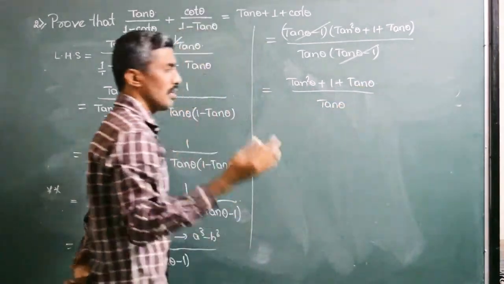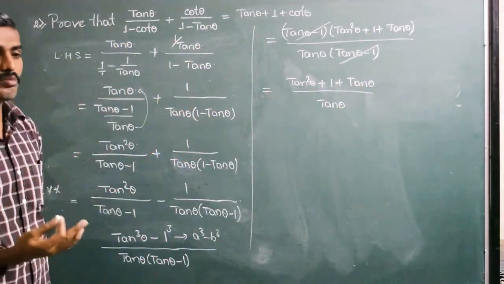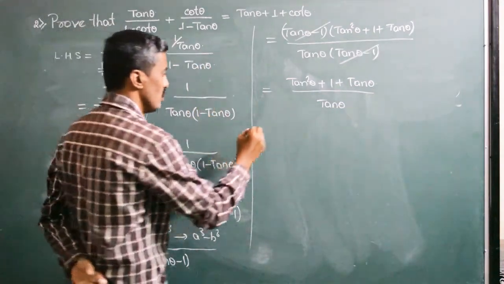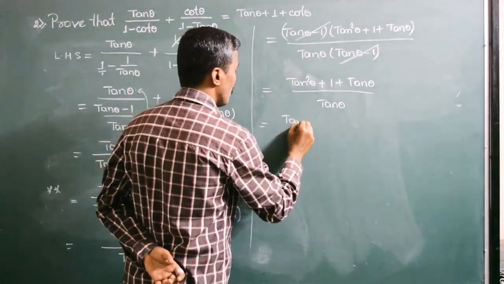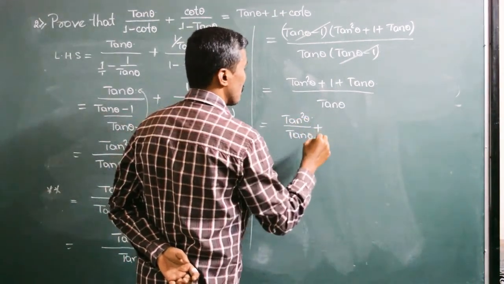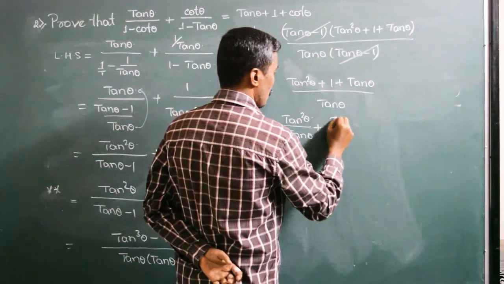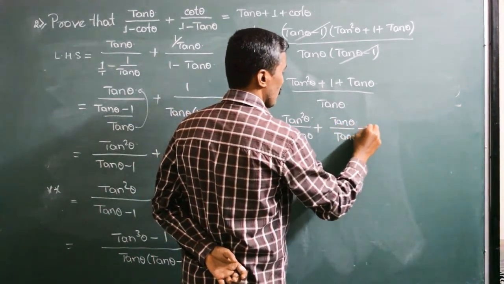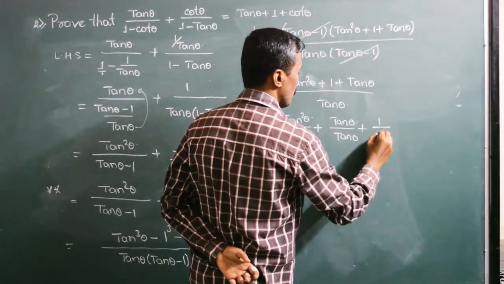In the numerator we are having 3 terms, the denominator only 1 term. So each term of the numerator must be divided by tan theta now. So therefore I have divided separately. Tan square theta divided by tan theta, plus tan theta divided by tan theta, plus 1 divided by tan theta.